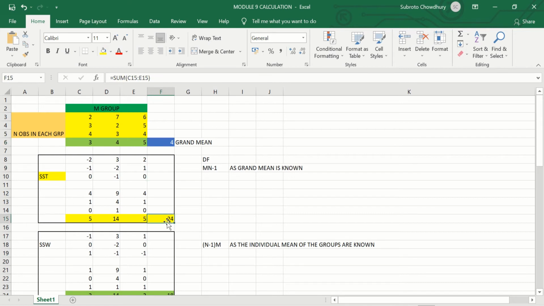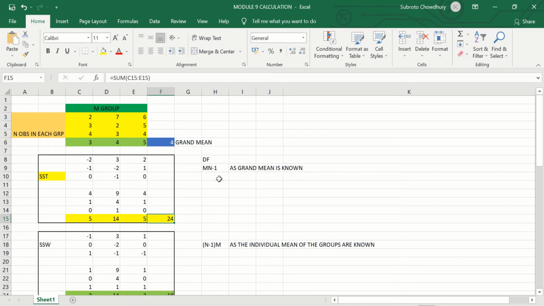The degrees of freedom is mn minus 1 because there are m groups, n observations. So how many total observations are there? 9. So we have taken the grand mean, so the grand mean is known to us. So how many observations are independent? 8, right? So we have degrees of freedom as mn minus 1.